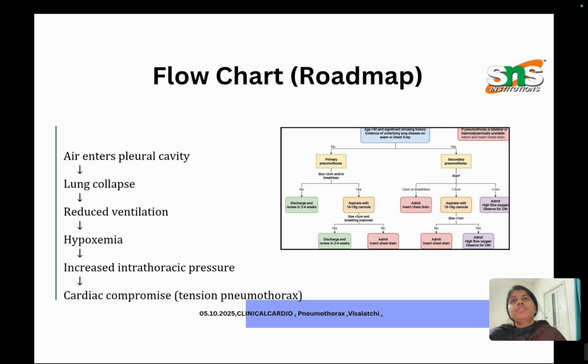Coming to the physiotherapy role, as physiotherapists we must ensure safety first. Avoid chest physiotherapy during an active air leak. Once the patient and the lung are stable, breathing exercises, expansion exercise techniques, and gradual mobility training together will help to restore lung volume and prevent complications.